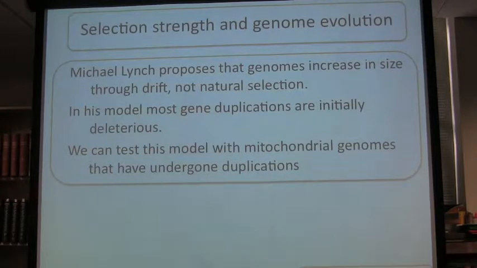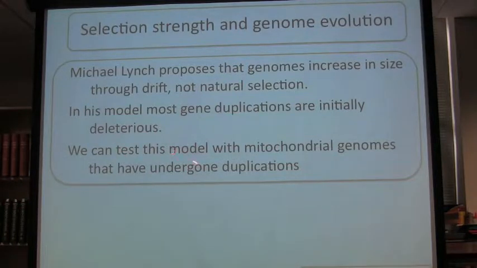So the hypothesis I want to test was proposed by Michael Lynch in 2003 and deals with the idea that genomes increase in size through drift and not natural selection. So basically, in his model, when you have gene duplications that increase the size of a genome, it's not because they are initially beneficial to the organism, but instead initially they are deleterious, and if they fix in a species, it's through drift and not through natural selection. At the time this hypothesis was proposed, this was a pretty strong change to what people thought about gene duplications, which were thought to be adaptive mostly.